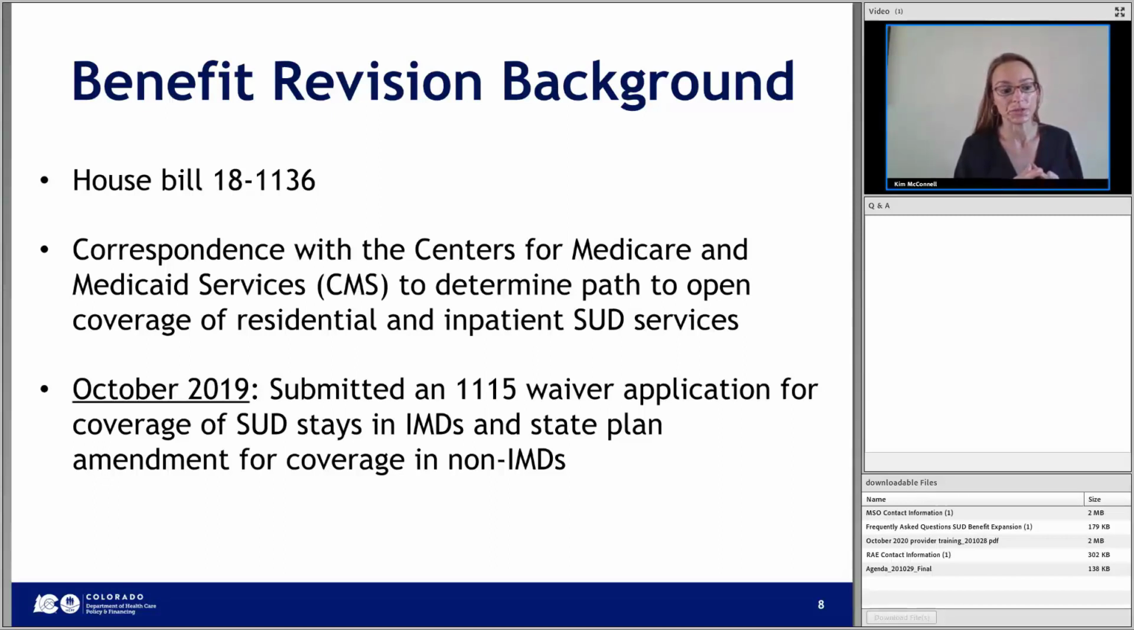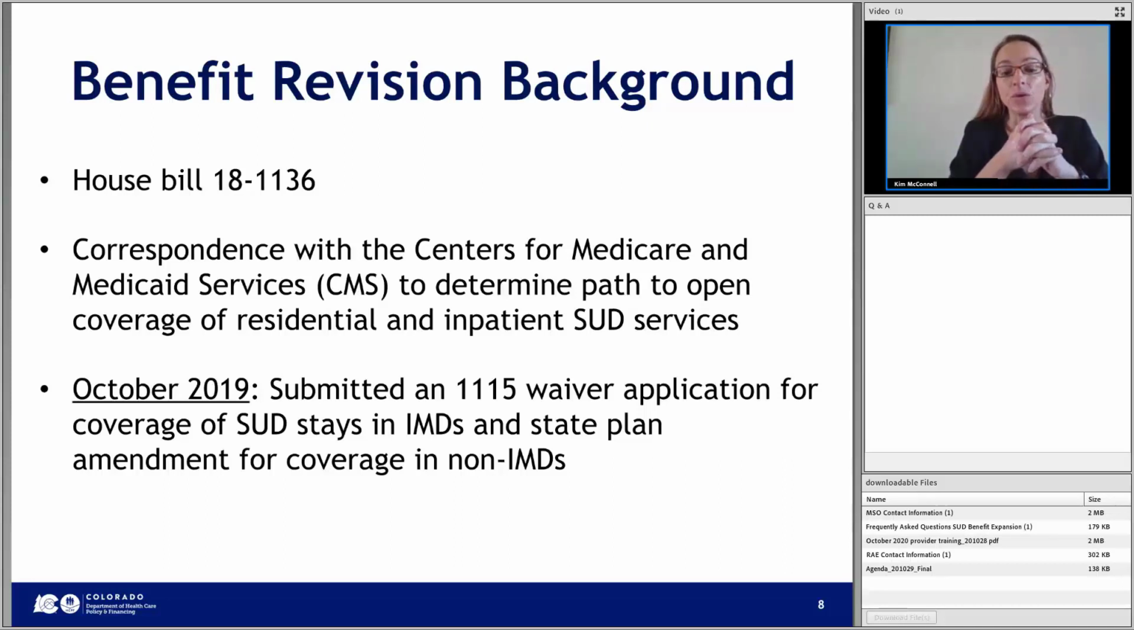But for the federal portion of the Medicaid payments, we need three authorities in place. The first one is that we need to add these services to the state plan. So anything that's covered under any authority has to be reflected in the state plan. We've submitted a state plan amendment to include the new services.